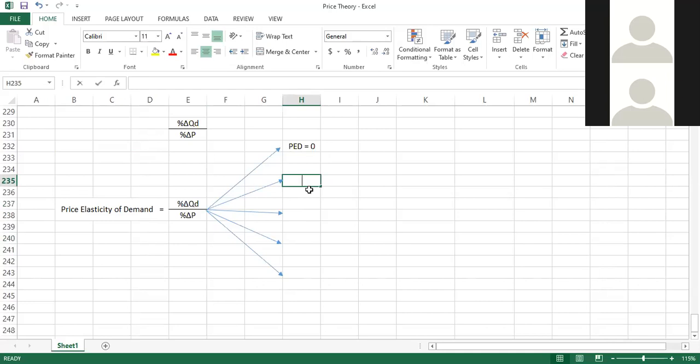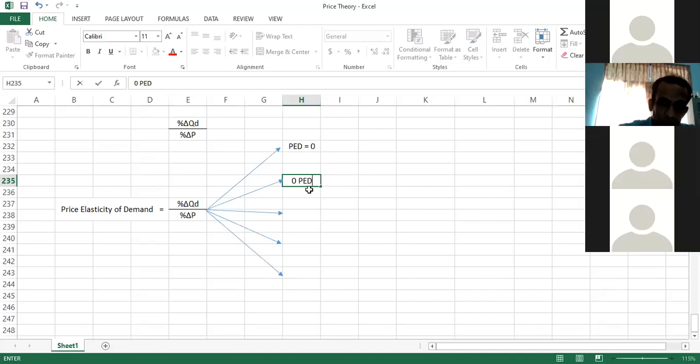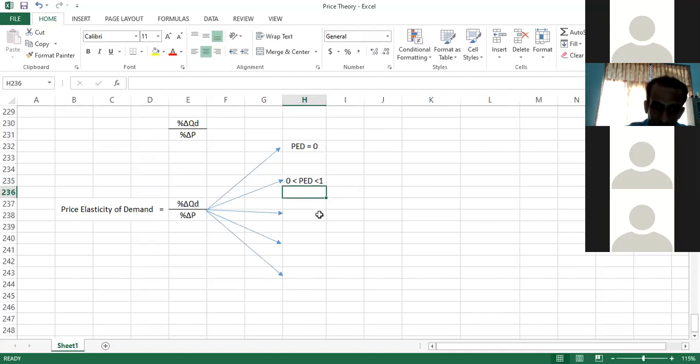So PED may be greater than 0, but it may be less than 1. So that is another possible answer. PED may be greater than 0 but less than 1. Another possible answer, sometimes PED may be equal to 1, right? That is another possible answer.